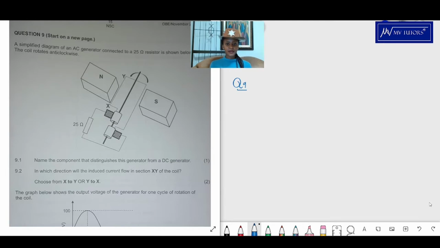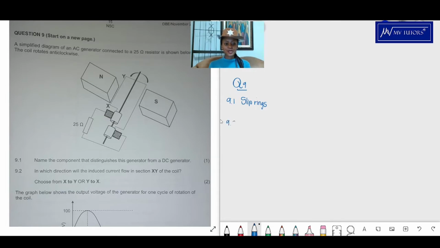Now question 9.1: name the component that distinguishes this generator from a DC generator. What that would be is the slip rings. For an AC generator, you have slip rings, but for a DC generator, you have a split ring commutator. So don't forget that: DC, split; AC, slip.